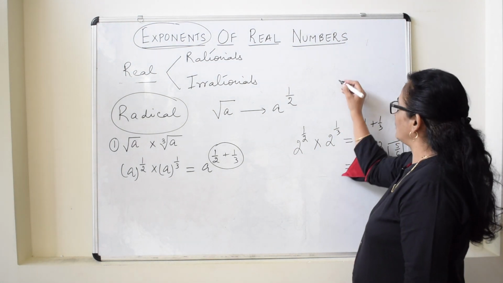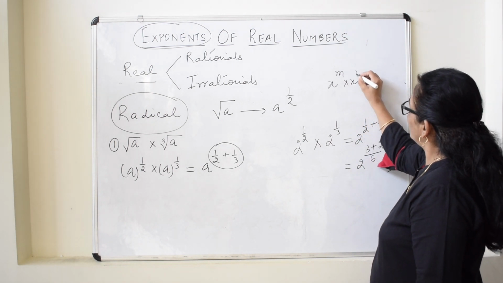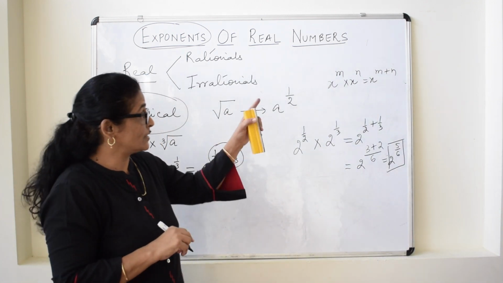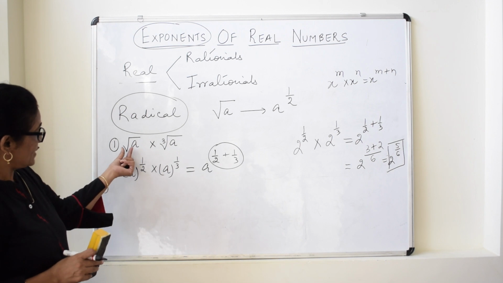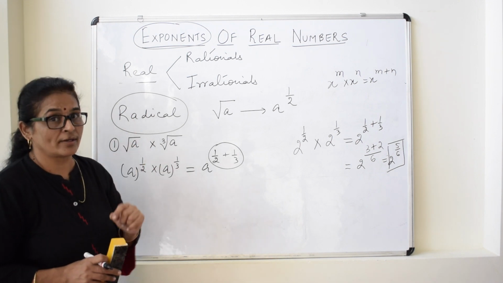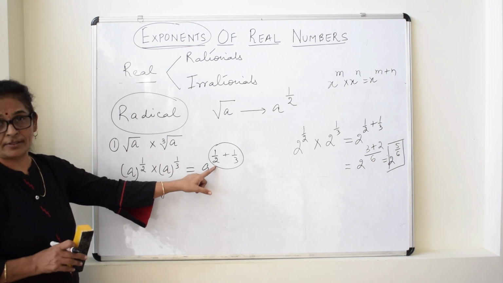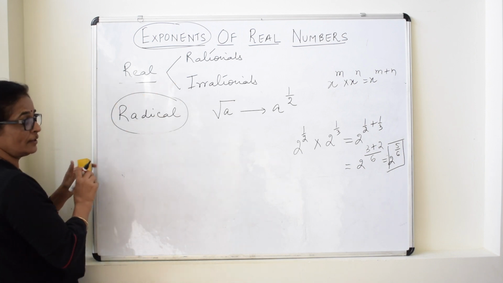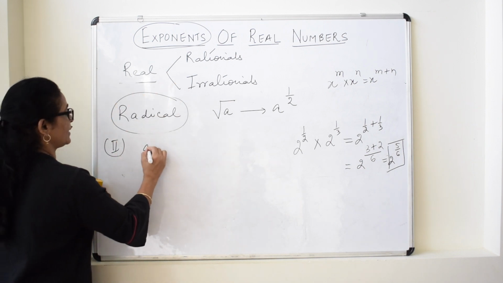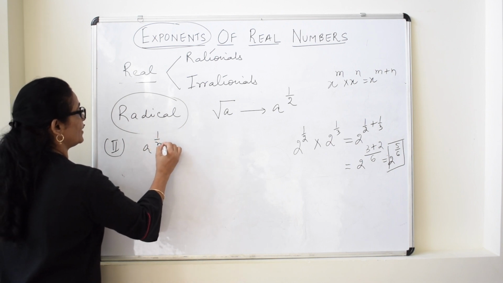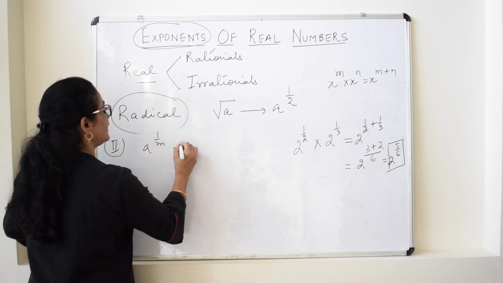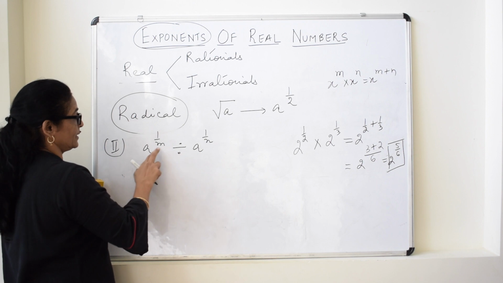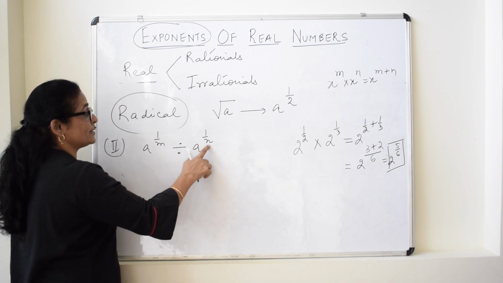What have we done? We have applied the same rule of x to the power of m into x to the power of n, which is x to the power of m plus n. Means same base, different powers, but the power is a rational number. So the powers will be added. Similarly, we can apply the same second law for rational numbers. If we are taking a to the power of 1 upon m, suppose, and divided by a to the power of 1 upon n, same base, different powers, and the power is a rational number.